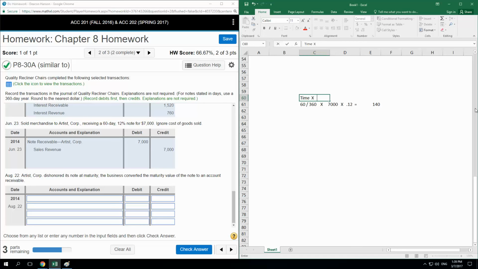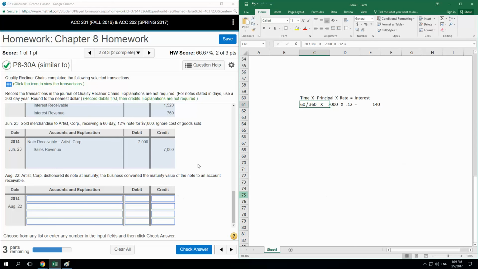Who took math recently? Some one of those theorems. I'm not going to be on record here acting like I know the name of the theorem, but you can move that thing around any way you want when you're multiplying. So I did time times principal times rate, and that gave me interest.